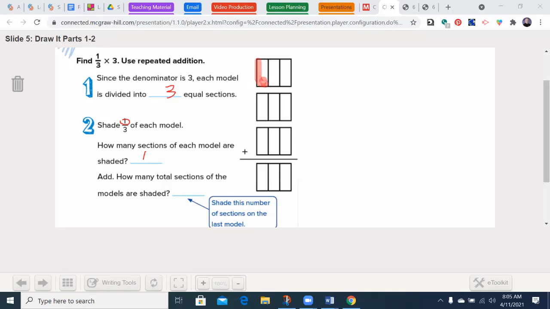Color in the 1. There's 1 on that one. There's 1 on that one. So now we have those ones colored in. How many are colored? How many total sections? Well, let's go ahead and move them. There's 1 there. There's another one there.